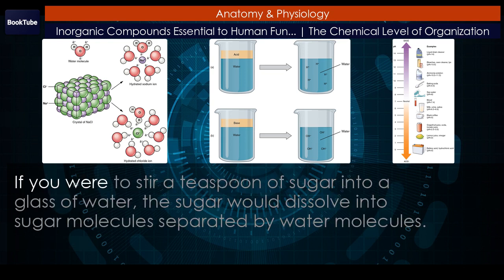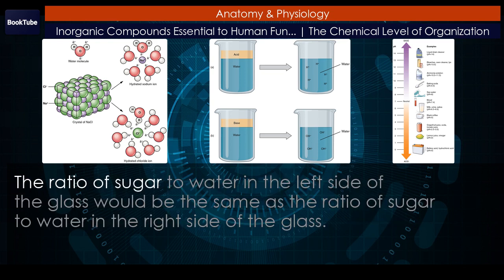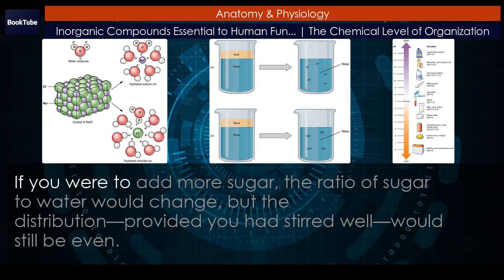If you were to stir a teaspoon of sugar into a glass of water, the sugar would dissolve into sugar molecules separated by water molecules. The ratio of sugar to water in the left side of the glass would be the same as the ratio of sugar to water in the right side of the glass. If you were to add more sugar, the ratio of sugar to water would change, but the distribution, provided you had stirred well, would still be even.